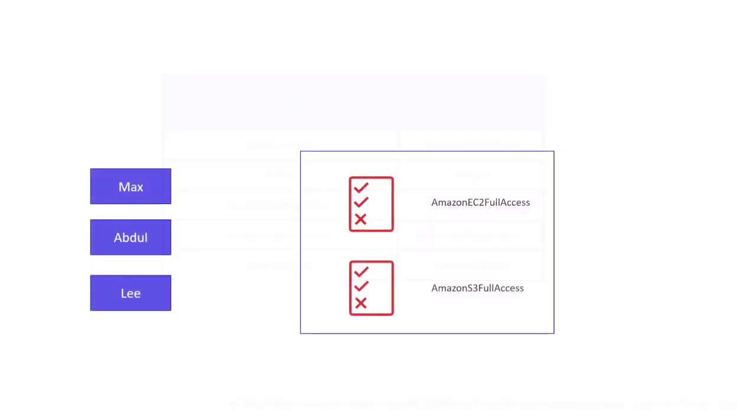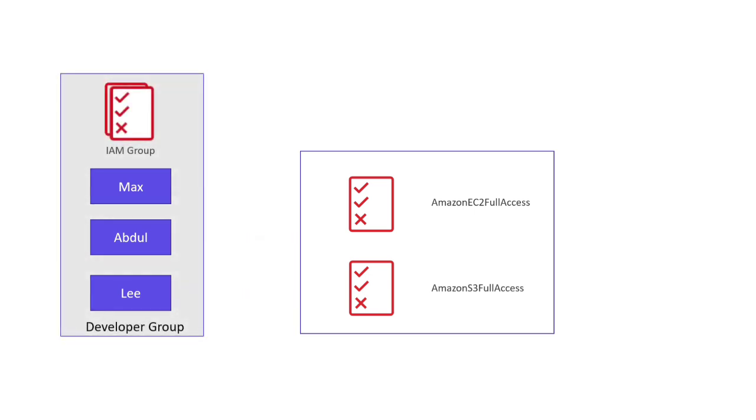The other users of this team, Max, Abdul, and Lee, are developers who need access to AWS EC2 and the S3 service to develop their application. To do this, we can attach two managed policies to each user like this. Better yet, since Max, Abdul, and Lee are part of the same team and have the same permission, we can add them to a group called developer. An IAM group is a collection of users, and this allows us to specify permissions to multiple users at once.